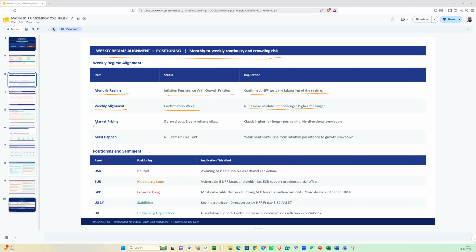It's very straightforward. Then market pricing is going to price two things: delayed cuts, not imminent hikes, right? Market is currently pricing delayed cuts, not imminent hikes, meaning that the market is looking at, oh, we're not going to cut aggressively, we're not going to cut very soon. However, we're also not going to hike very soon. So it is on the middle road right now. That's what the market is pricing at the moment. So that's why you see largely the market is currently ranging. So the implication is classic higher for longer positioning, no directional conviction at the moment.